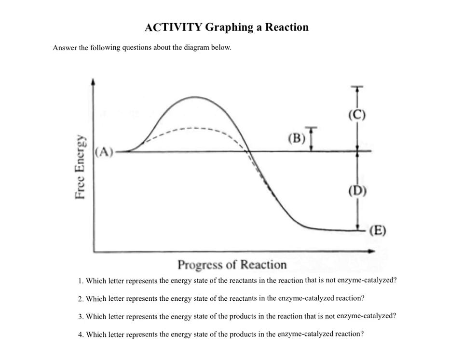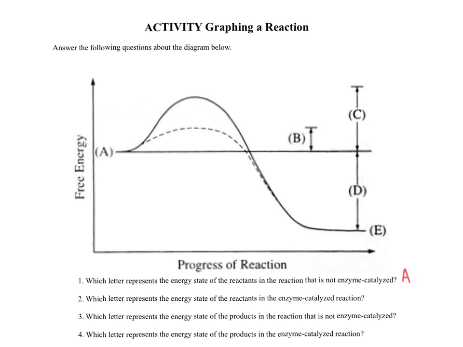Number 1 states which letter represents the energy state of the reactants in the reaction that is not enzyme catalyzed. Now, another word for reactants is our substrates. And so it's asking what letter is the substrate or the reactants for this reaction that is not enzyme catalyzed. That would be A.